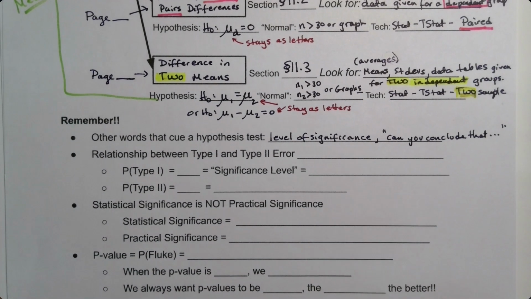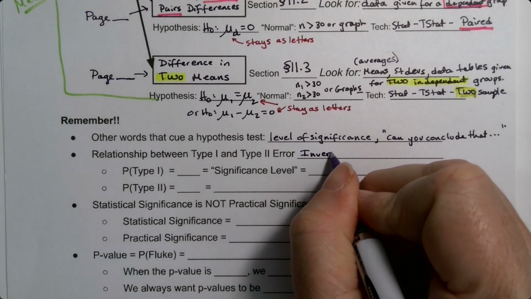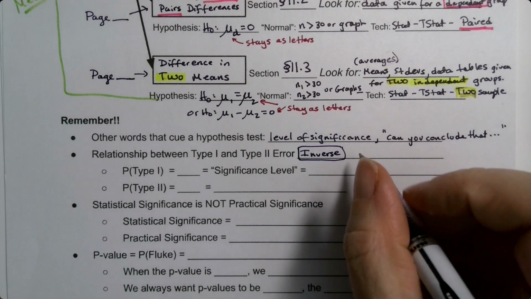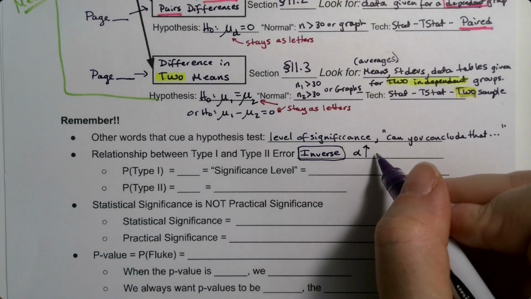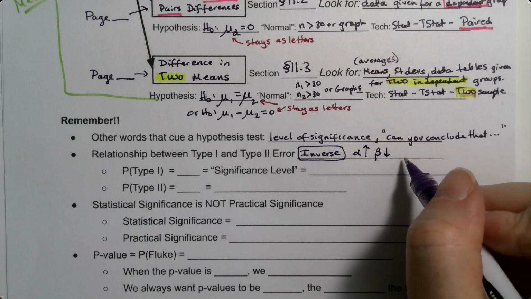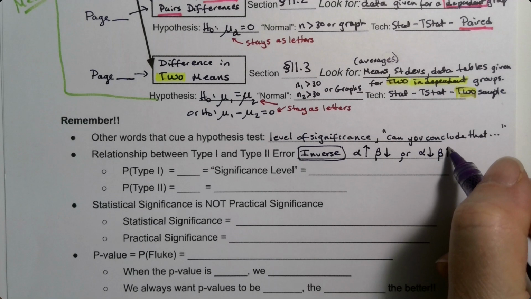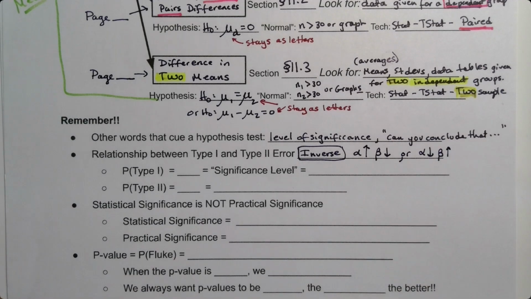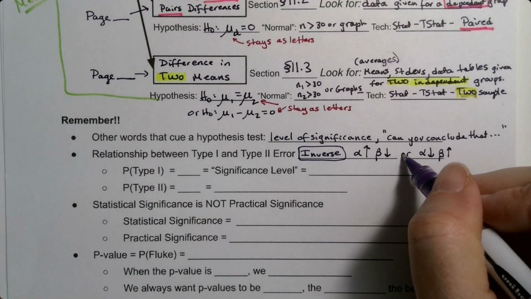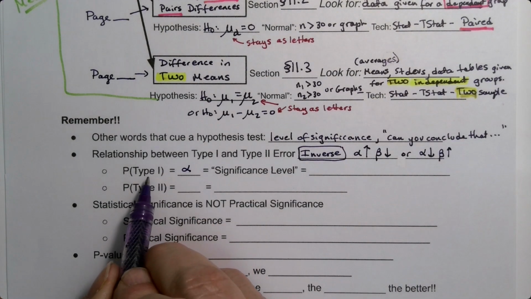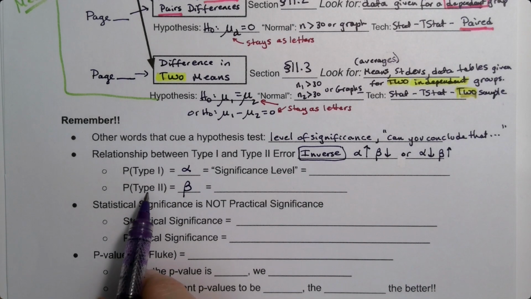All right, now what about type 1 and type 2 errors? We have seen this before. They have an inverse relationship, which means that if alpha goes up, beta will go down, or if alpha goes down, beta goes up. Which should make you wonder, wait a second, what are alpha and beta? Where did those symbols come from? Alpha is the probability of a type 1 error. Beta is the probability of a type 2 error.